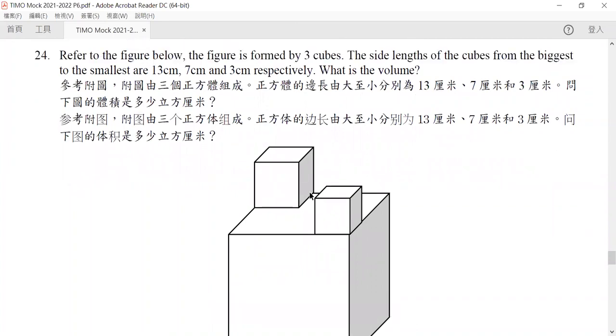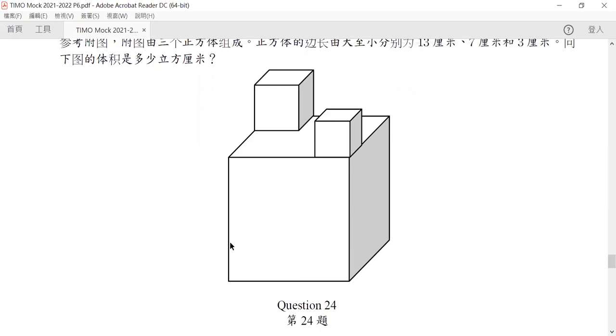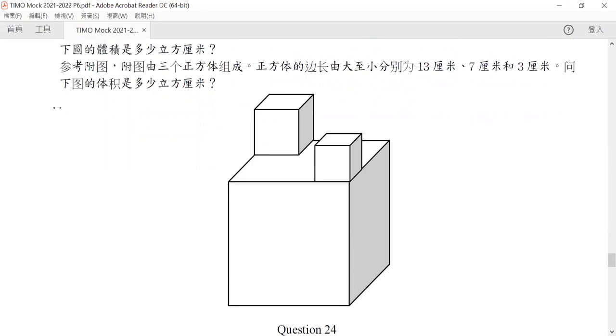Next, the figure below is formed by three cubes. The side lengths of the cubes from biggest to smallest are 13, 7, and 3. What is the volume? The volume is just the sum of the volumes of the three cubes.